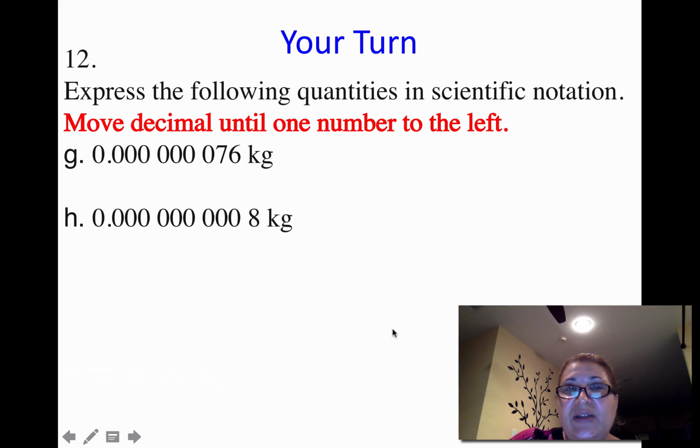And then G and H we did for homework. Of course, you can pause and copy if you have to. I'm just going over it.